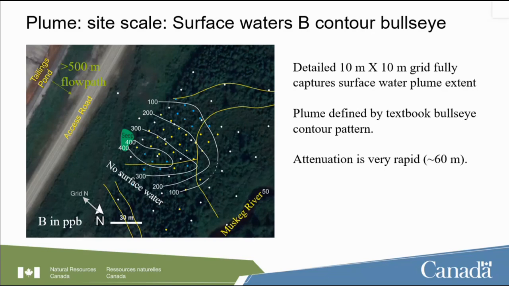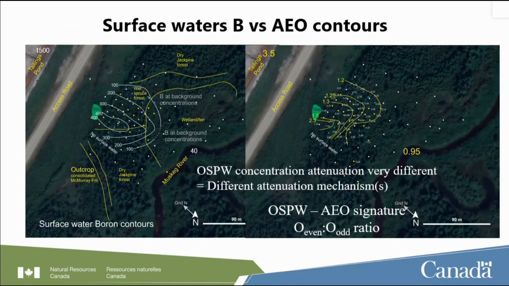What's interesting is that attenuation is very rapid. If you look at this, it's called an acid extractable organic signature. This is even organics over odd organics ratio, and it's often taken as an indicator of OSPW. So here you have the boron contours that I showed you before. You have a similar pattern, but a much more rapid attenuation. You go from 2.3 to 1.3 in about 20 meters, and you're almost at background. There's your background at 0.95, there's your tailings pond at 3.5. So essentially you've got this very rapid attenuation.